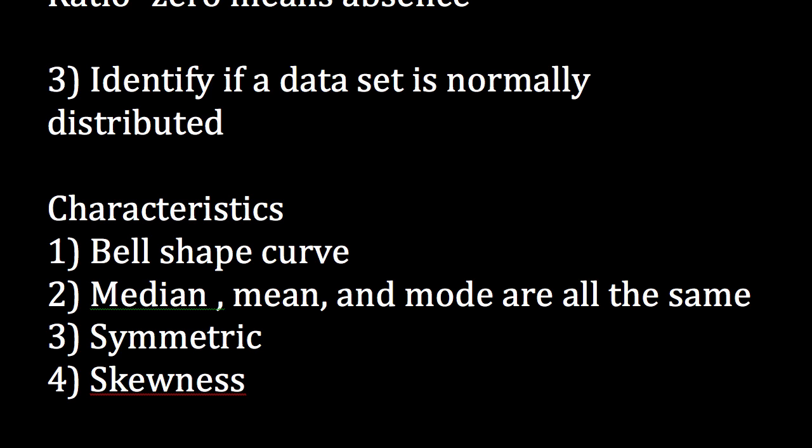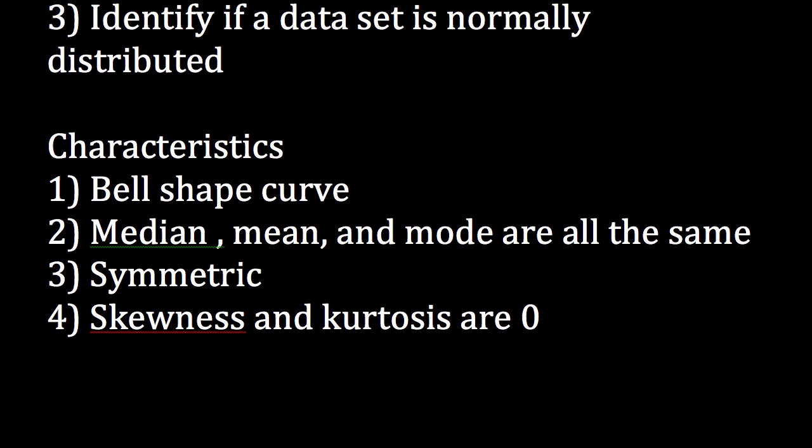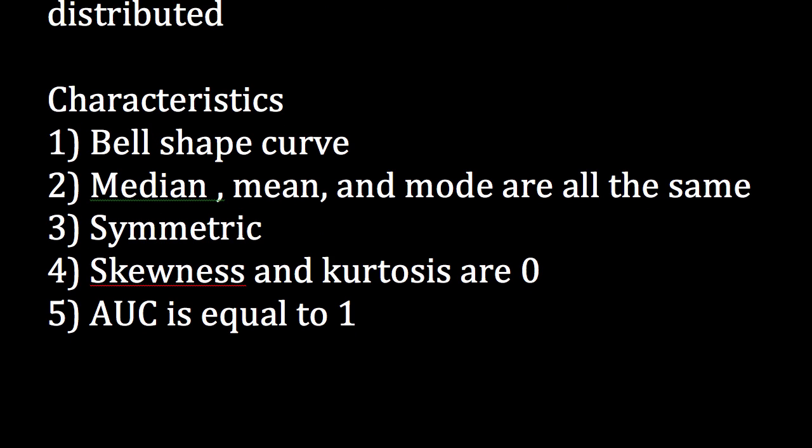Skewness is when the data is skewed either to the left or the right, and kurtosis refers to the peaked nature of a distribution, and I'll show you some pictures here. So skewness and kurtosis are 0 when described. And then the total area under the curve, or AUC, of the total distribution is equal to 100%, or 1. So let me show you some pictures of these characteristics.